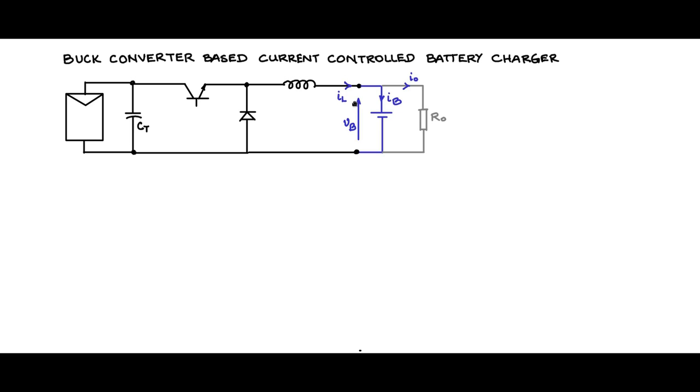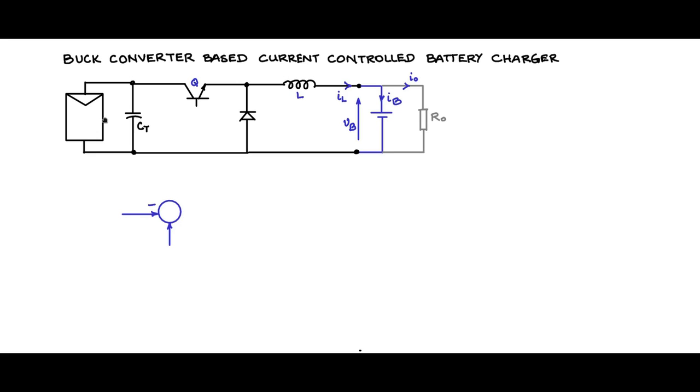Now our point of interest is this current. The current that is going to the battery and load combined should be such that maximum power is drawn from the PV array or the PV module. So let us draw the control schema.